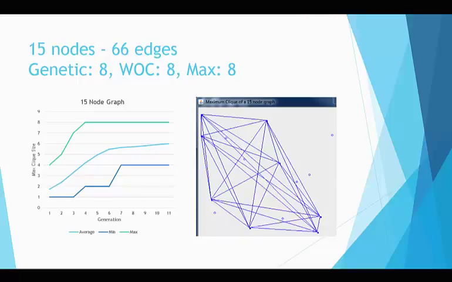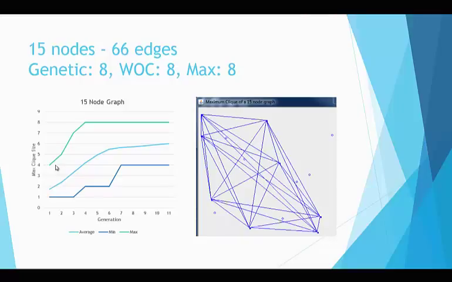So the first data set was a 15-node graph. As you can see, the graph on the left shows that over time, the population became more and more fit. What does that mean? Well, it means that the subgraphs in the population had bigger and bigger maximum clique sizes, and the clique number was higher for the subgraphs. I plotted the maximum clique size of a single subgraph, the average of all the subgraphs in the population, and then the smallest subgraph in the population.